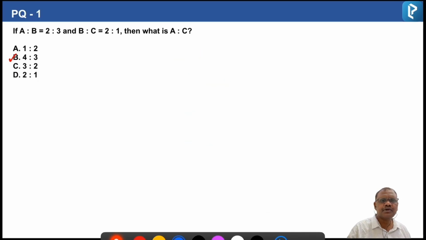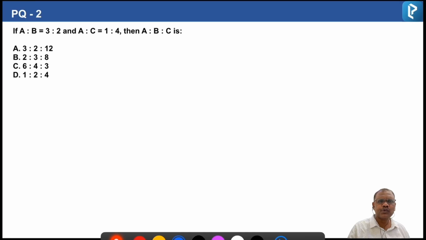Now let us move on to the second question. It is given that A is to B is 3 is to 2 and A is to C is 1 is to 4. Then A is to B is to C is? So that means we have to combine the two ratios. In these two ratios, what is the common term? A is the common term.